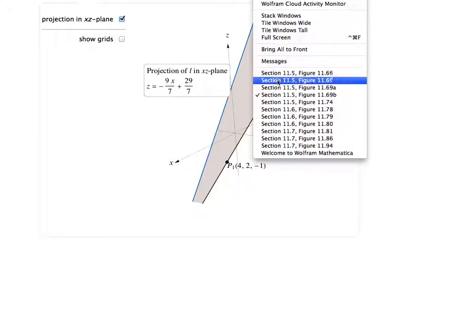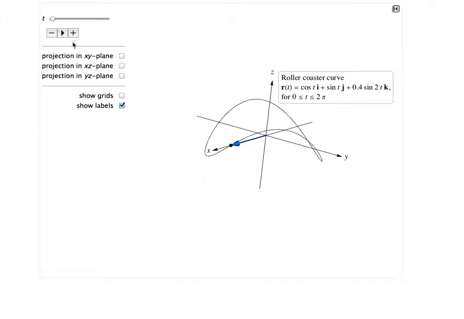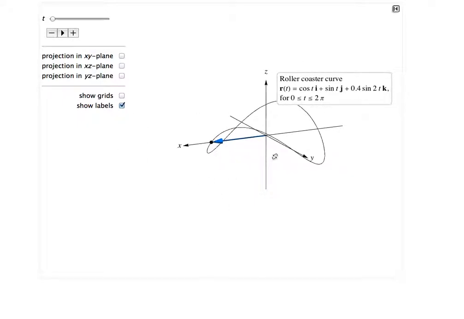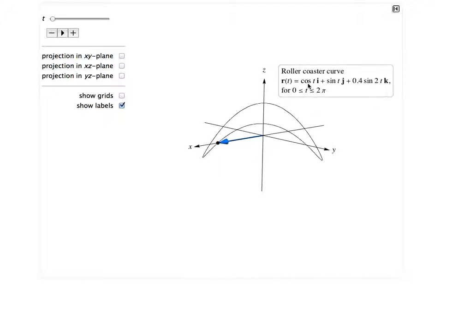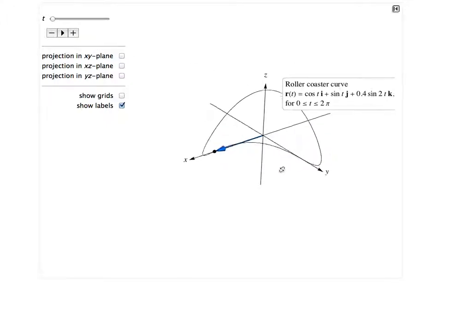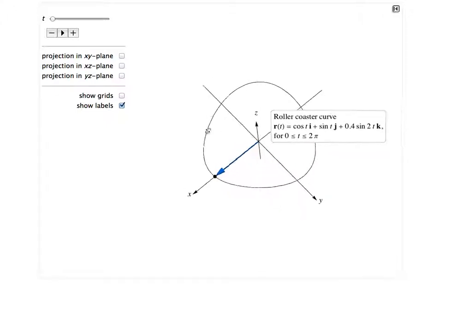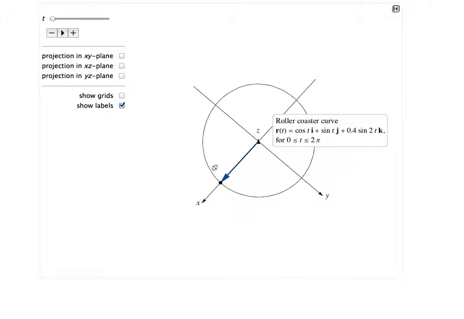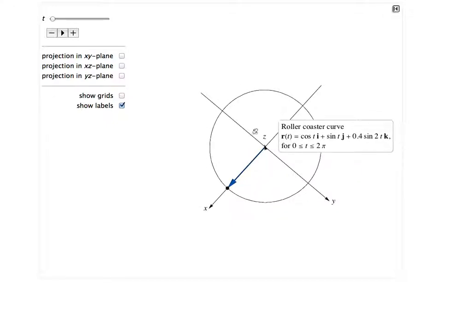As we start to get a little more sophisticated, we can get this roller coaster curve, which is comprised of a cosine function in the x component, a sine function in the y component, and a modified sine function in the k component. So what is the projection in the xy plane? Let me let it trace out the trajectory so we can see the head of the vector describing it. Now if we look at what happens in the xy plane, let me go down here and see if I can get right down the axis, almost looking straight onto the plane, and you can see exactly what's going to happen.